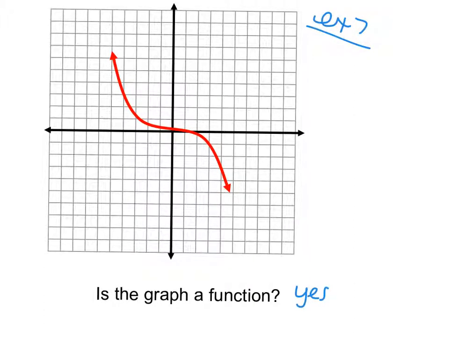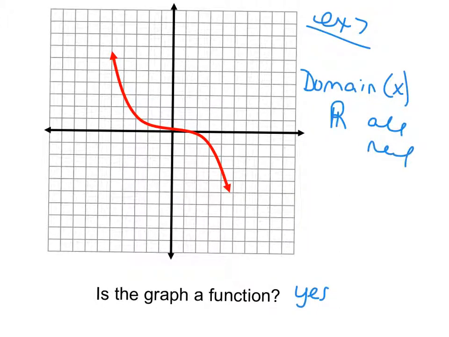So then we need to list the domain. Again, domain is your x values. And because the line has arrows on either end and it's going to continue and continue going, that means the domain has to be all real numbers and the range has to be all real numbers. So the domain is all real numbers, and the same thing with the range.